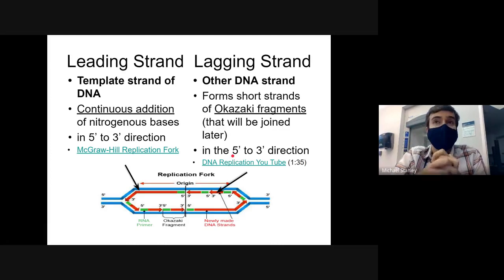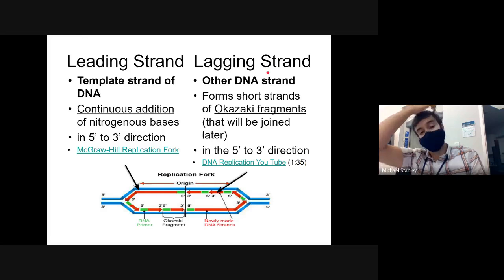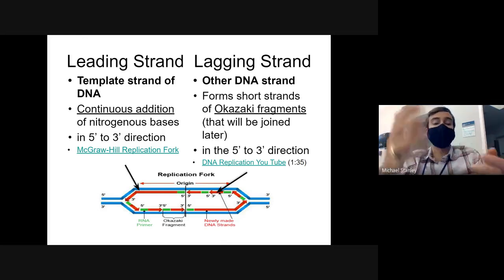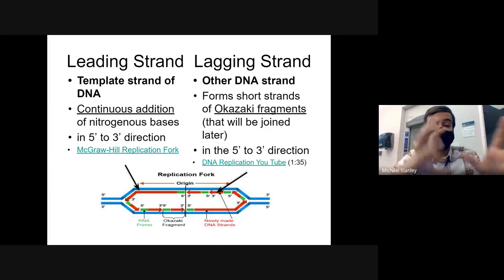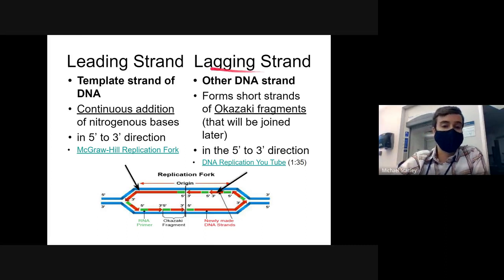Because of this, we end up with a little bit of not necessarily a problem, but two different sides of the DNA and two different ways that it is being copied. We have what's called the leading strand and the lagging strand of DNA. And it's a little bit complicated how they work, but I'll try to show you guys piece by piece how it goes.